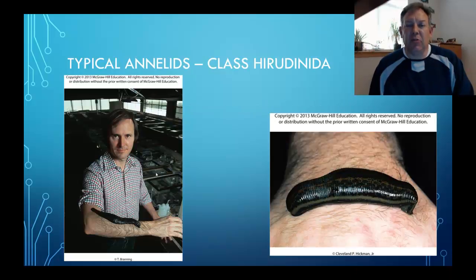And so here's a couple pictures from your book showing some leeches. The one on the left is, I guess, the largest leech ever found. The one on the right is one that's sucking blood from a human, and they've got little raspers that can get through the skin, and they release an anticoagulant which stops the blood from clotting, which allows that blood to flow.